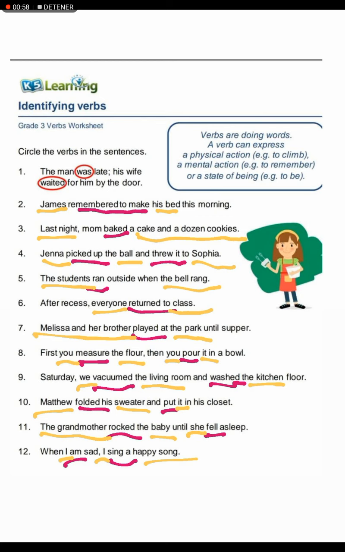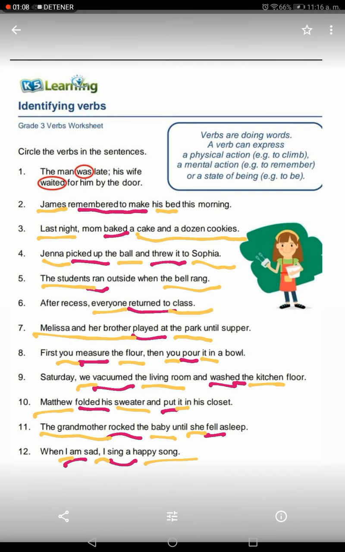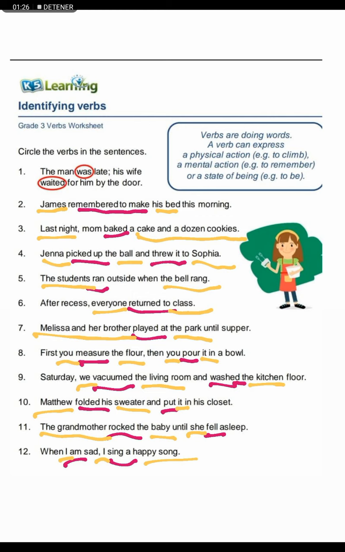And then we have remembered to make. Remember to make, this is all the verb. Recordó hacer su cama. And his bed is also a noun, but it's the object of the verb. Si se fijan, es el objeto, es quien recibe la acción. So we have the action, acción. Who does the action? El que hace la acción. Who receives the action? Y quién recibe la acción. So I did the same with number 3, 4, 5 until 12.